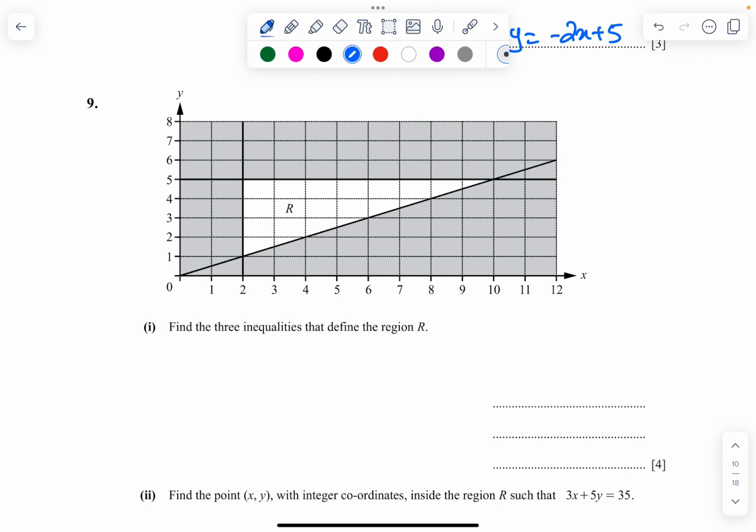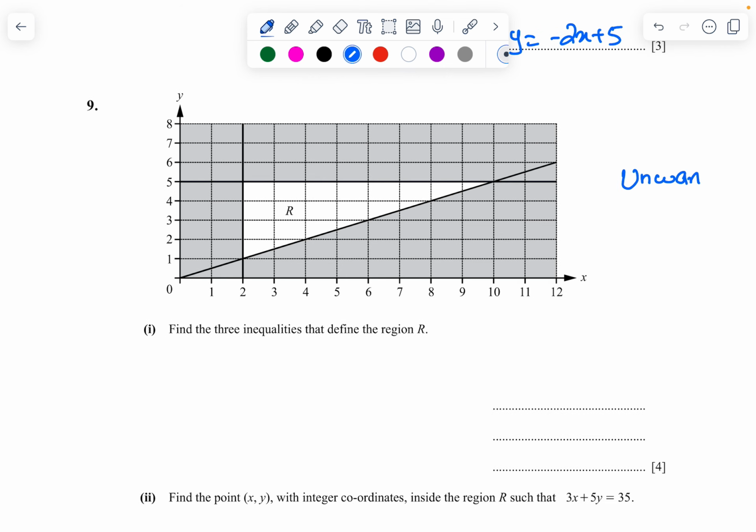Question number 9. Find the three inequalities. Again, we have to shade the unwanted region. Remember, unwanted region. So first of all, I take this line, which is nothing but what?